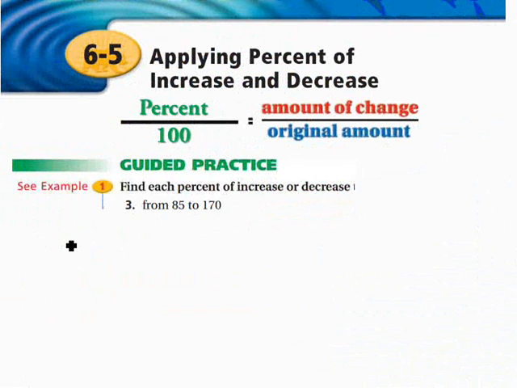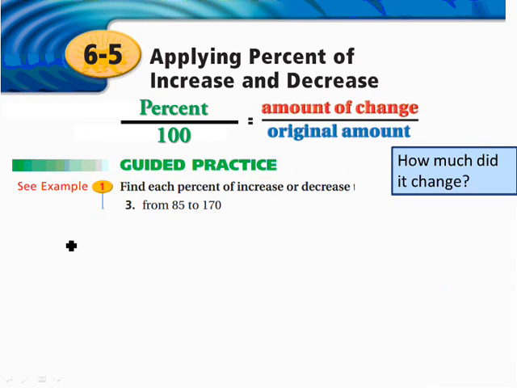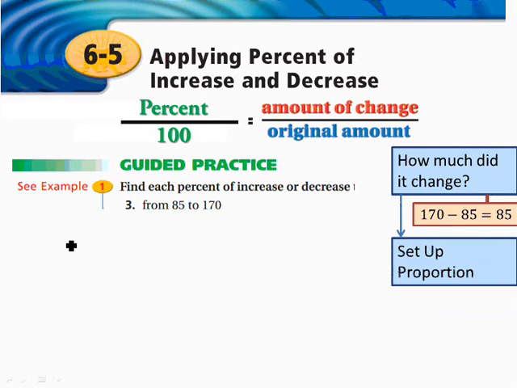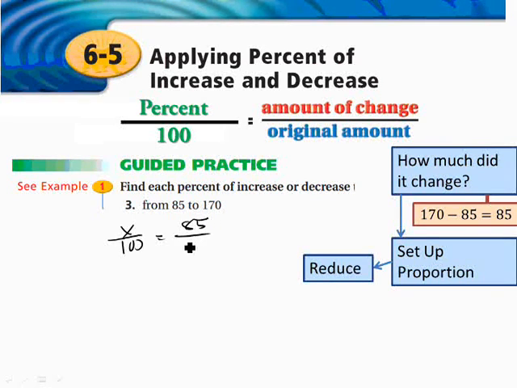Next, number 3. Same type of problem. It happens to be an increase. I can see it goes from 85 to 170. How much did it change? Well, the difference between 170 and 85 is 85. So take a look at this. Set up your proportion. We want to know what percent that is, x over 100. The amount of change, 85, over the original amount, 85. What percent is 85 of 85?